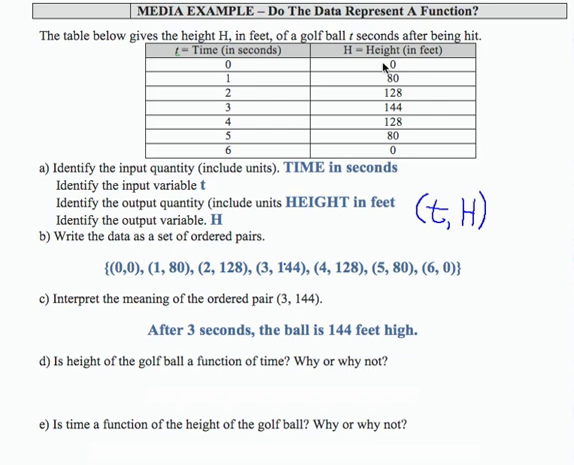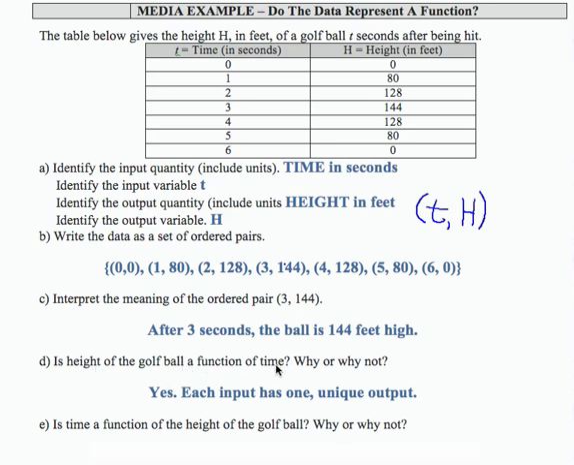Functions are used for predictions. So I can't predict if 0 goes to 2 different outputs. But in this case, all of my inputs have only one value for output associated with them. So what we can say is that yes, each input has one unique output. So yes, height of the golf ball is a function of time.